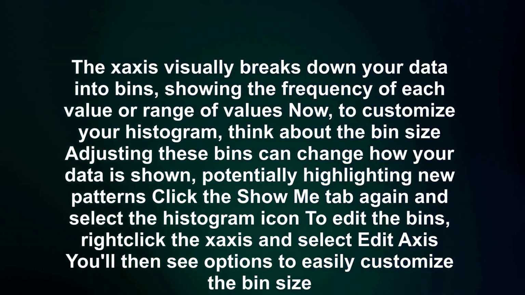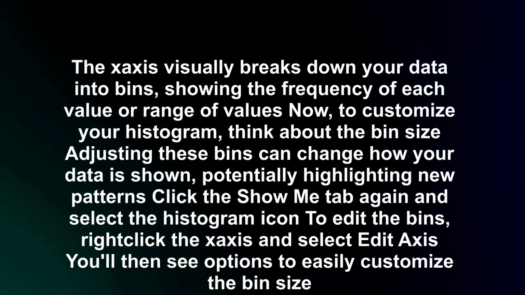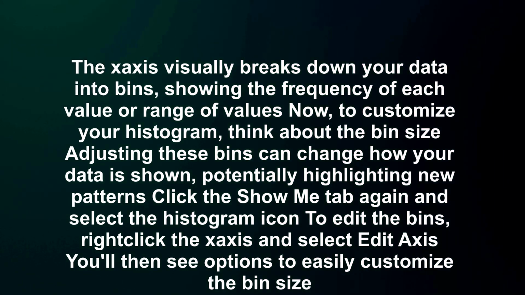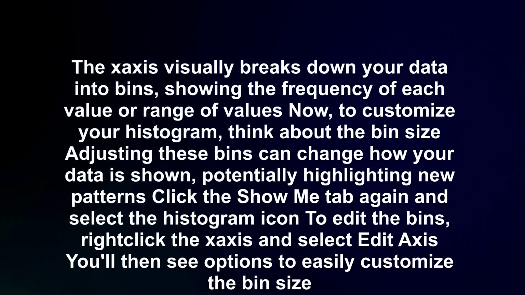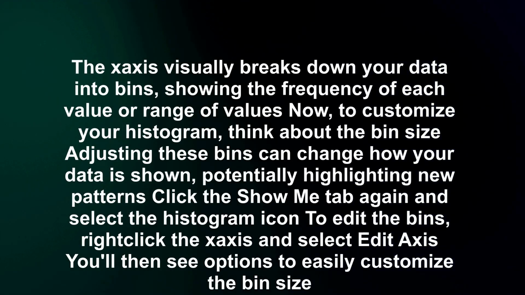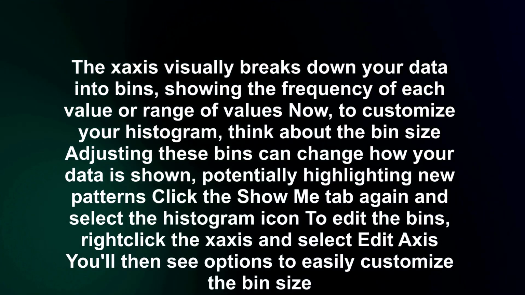The axis visually breaks down your data into bins, showing the frequency of each value or range of values. Now, to customize your histogram, think about the bin size. Adjusting these bins can change how your data is shown, potentially highlighting new patterns. Click the Show Me tab again and select the histogram icon to edit the bins. Right-click the axis and select Edit Axis. You'll then see options to easily customize the bin size.